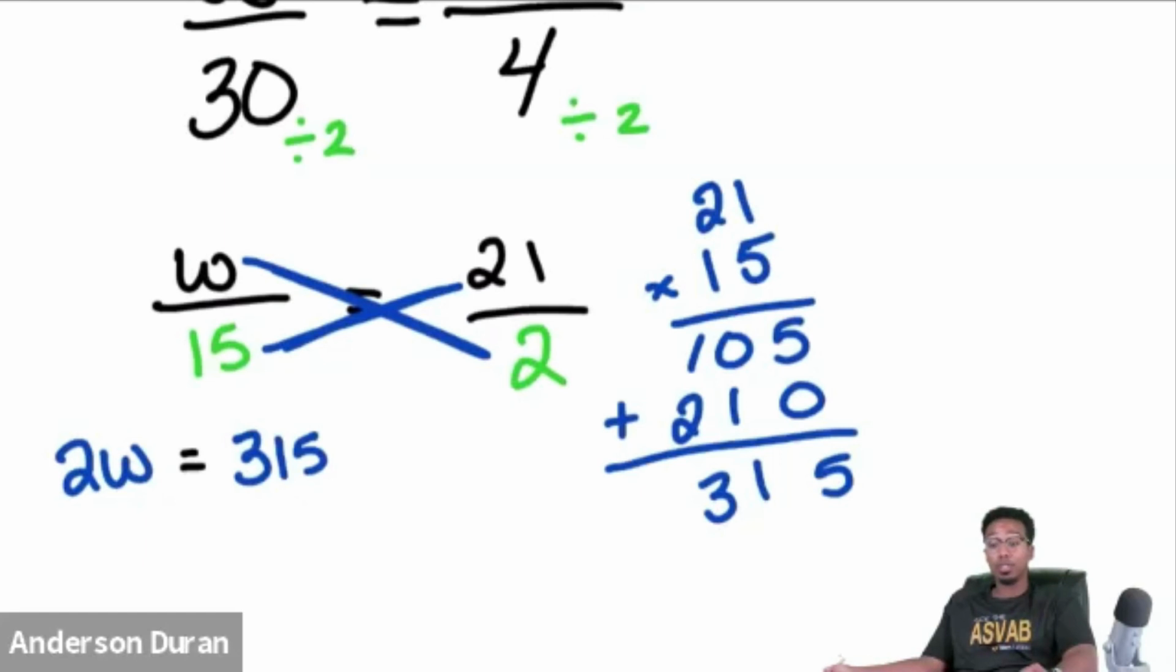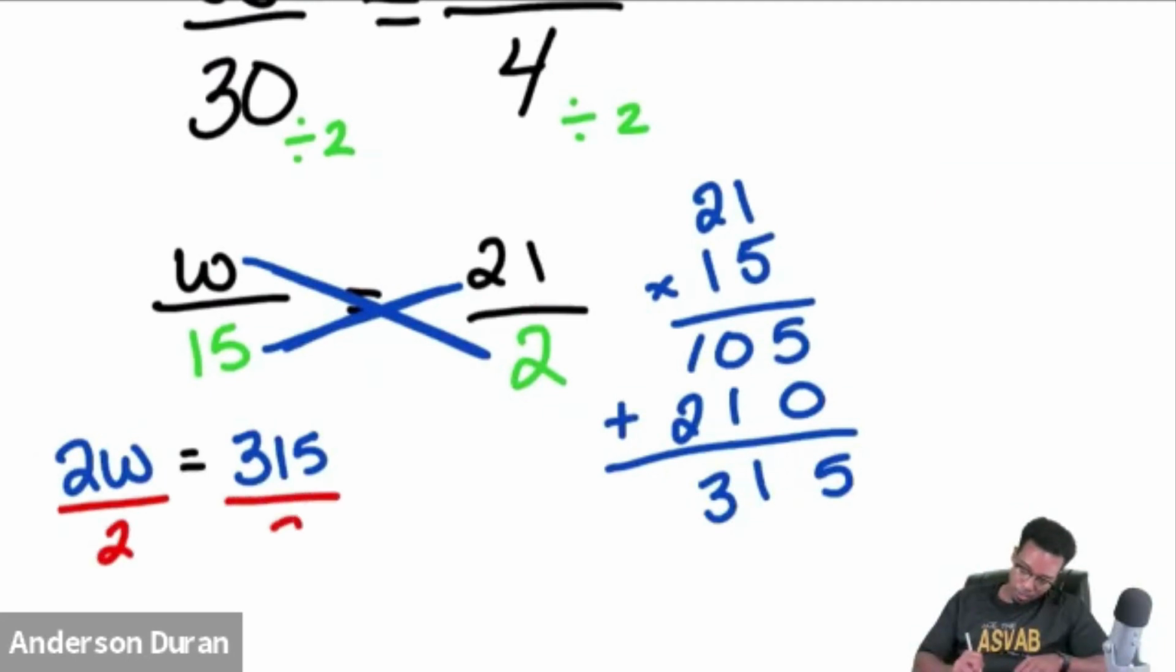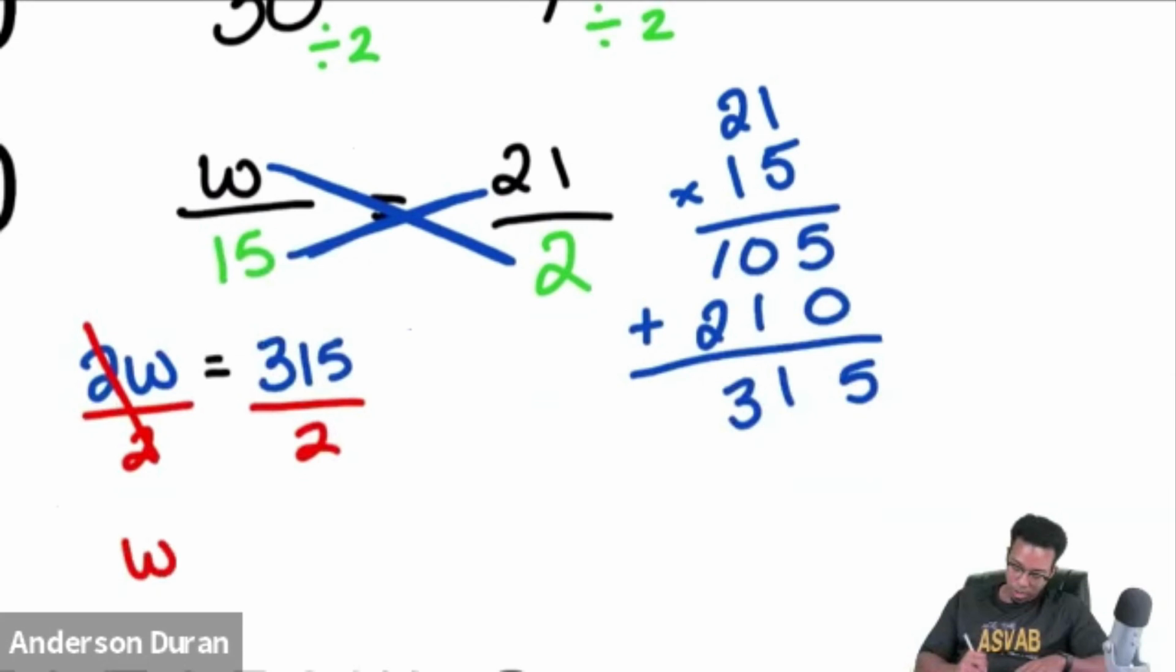Ashley, absolutely. That's right. Divide by 2 on both sides. That would be it. And so we're going to divide by 2. Booyah right there. So that's going to leave W. 315 divided by 2. Hey, that's fine. We can go ahead and do that here on the side.